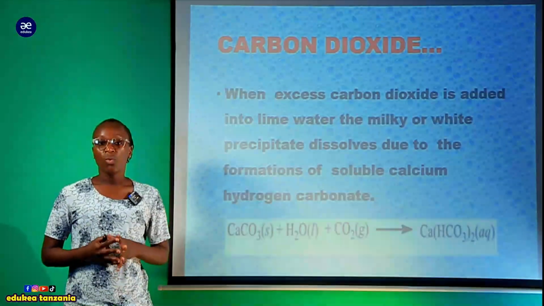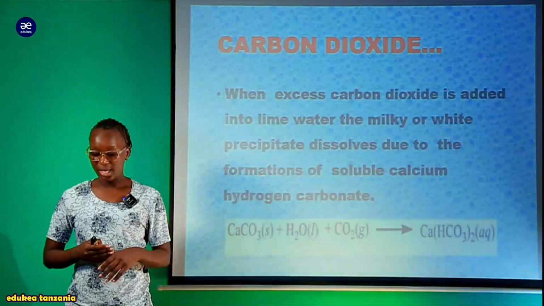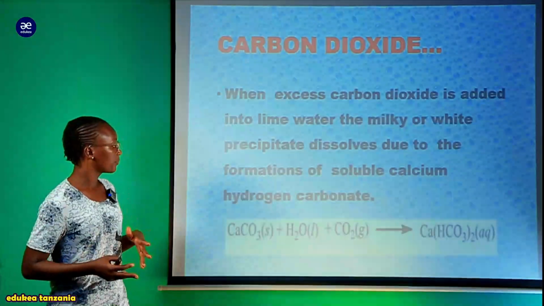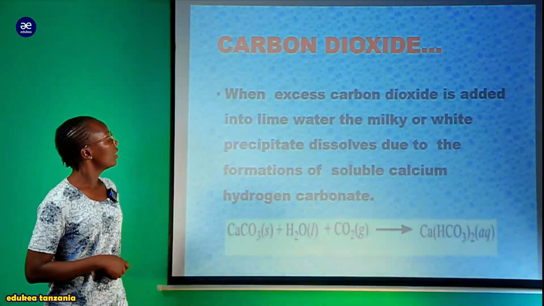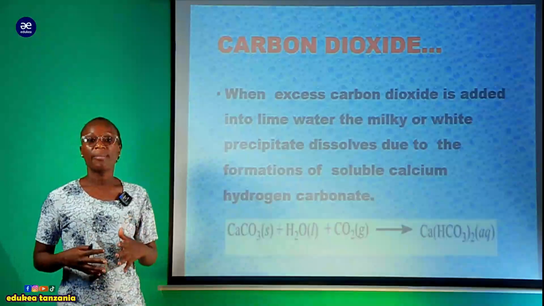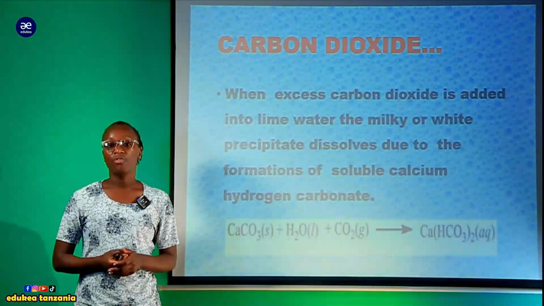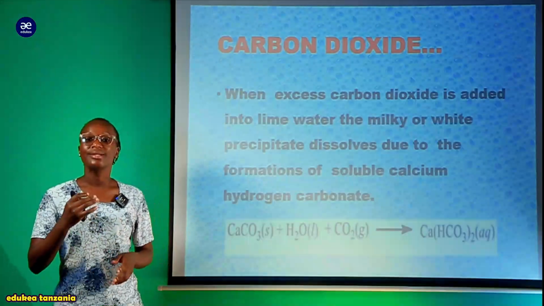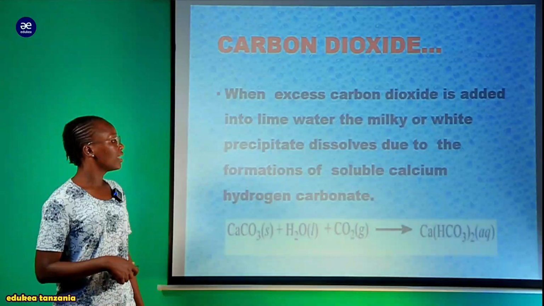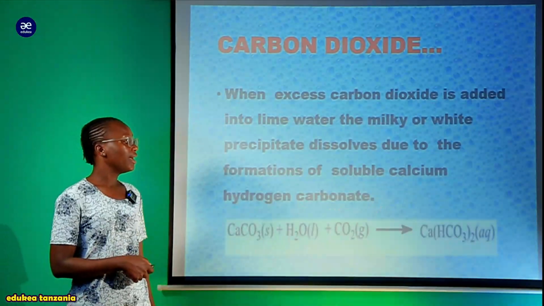Now when excess carbon dioxide is added in lime water, the calcium hydroxide, the milky or white precipitate dissolves. The white precipitate, or the milky color of that solution, dissolves because of the formation of soluble calcium hydrogen carbonate.